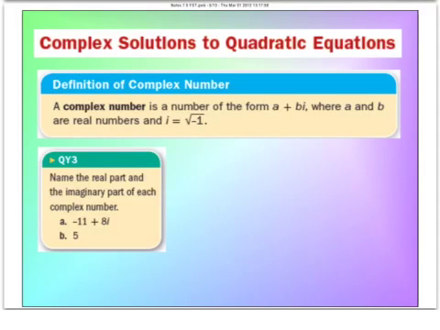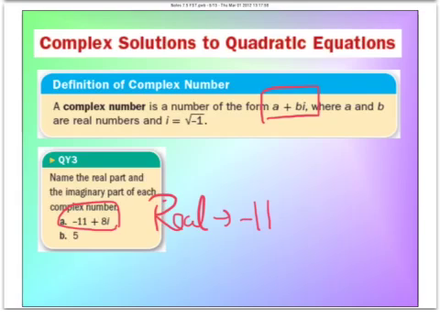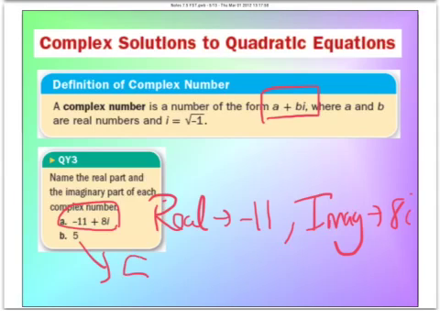Now our first objective was know how to write complex numbers. I briefly touched on it already at the beginning of the lesson, that this right here, a plus bi, is the form of a complex number. a is the real component, b is the imaginary. So on this question here, they want to know, name the real and imaginary parts of this complex number. The real part of this is the number -11. The imaginary part is the number 8i. On the second example, the real is the number 5. The imaginary is 0i because it does not exist there.